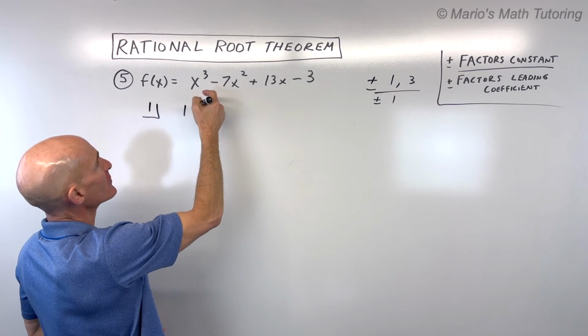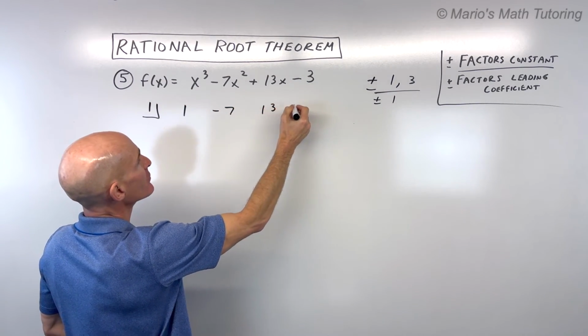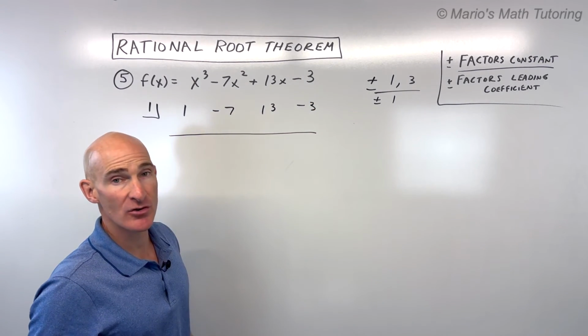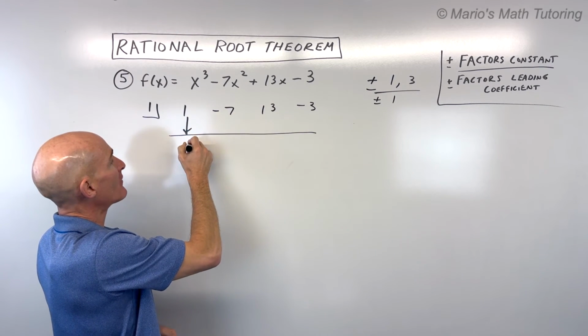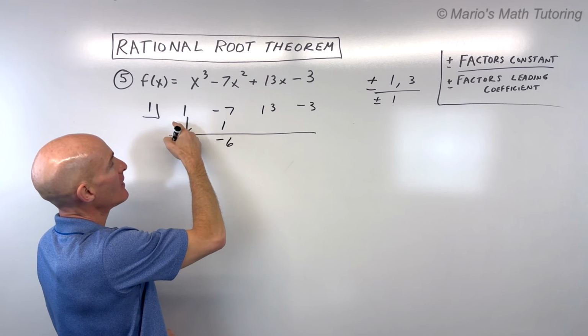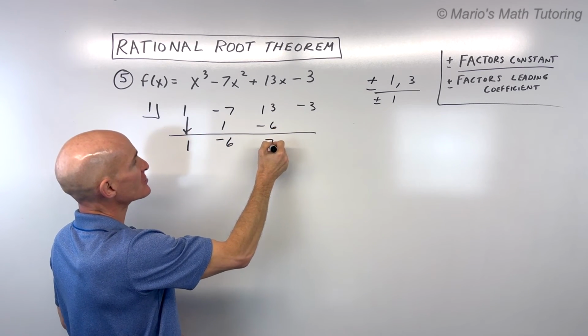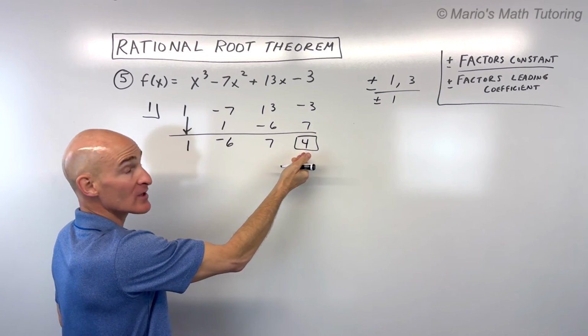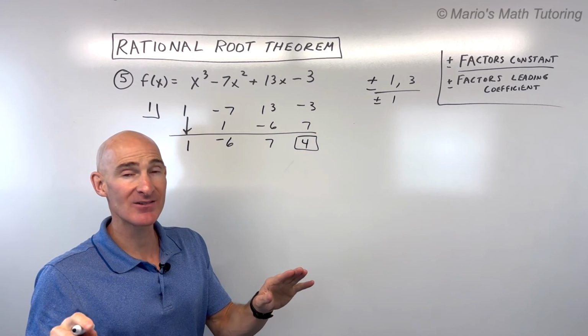We're going to take our coefficients, 1, -7, 13, -3. Again, watching for any missing terms, we'd have to put a 0 as a placeholder. We drop down that first number, we multiply on the diagonal, and we add straight down. Multiply on the diagonal, add straight down, multiply on the diagonal, add straight down. We don't get 0, so that tells us 1 is not a 0.